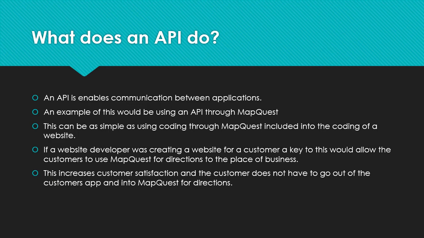An API is as simple as using a code from, let's say, MapQuest in the code of that business's website. It's kind of like the middleman that allows each entity to speak to each other. This creates satisfaction for customers because the customer does not have to go out of the app and then go into MapQuest to look for directions.